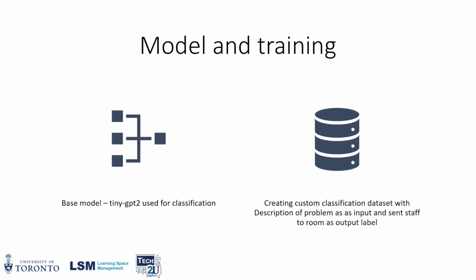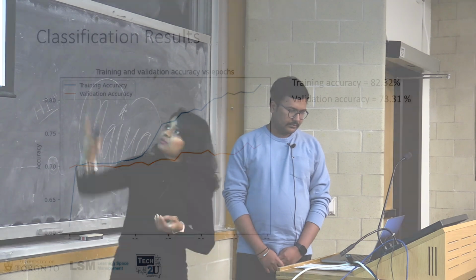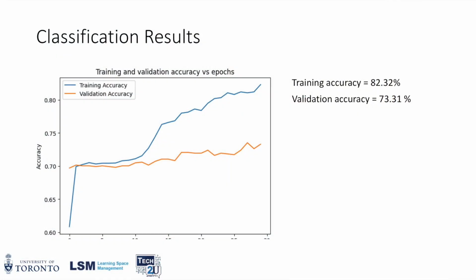Our model and training. We used Tiny GPT-2 as the base model for our classification, and we trained that model on a custom classification dataset with the description of the problem as our input and send staff to room as our output label. As classification result, we received decent progress. Training accuracy was 82% and validation accuracy was around 73%.